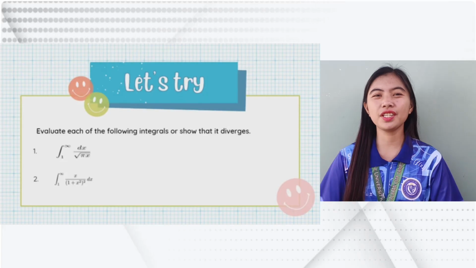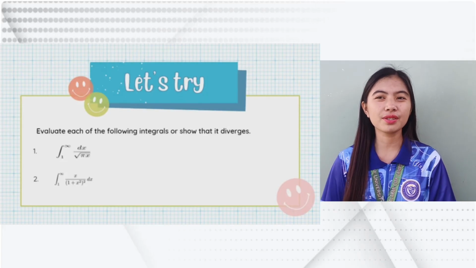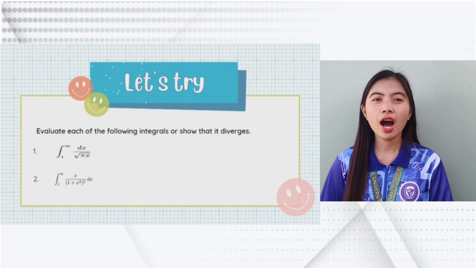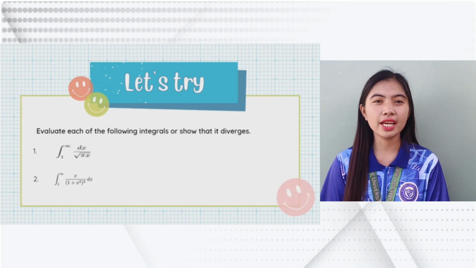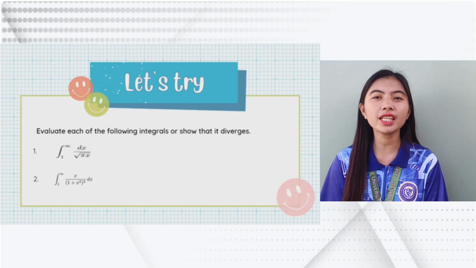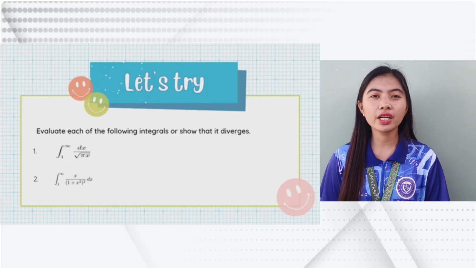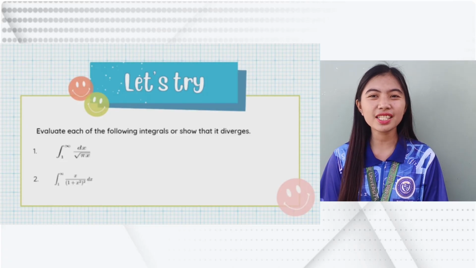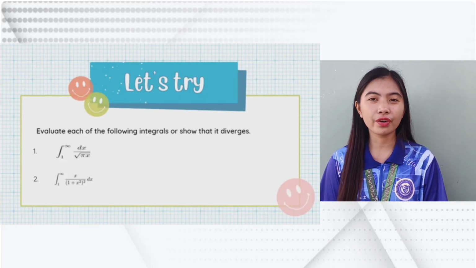Now, let's proceed to our third one. Evaluate each of the following integrals or show that it is divergent. Our first equation is the integral from 1 up to infinity of dx over the square root of pi x. And our second equation is the integral from 1 up to infinity of x over the quantity 1 plus x squared, squared, dx.